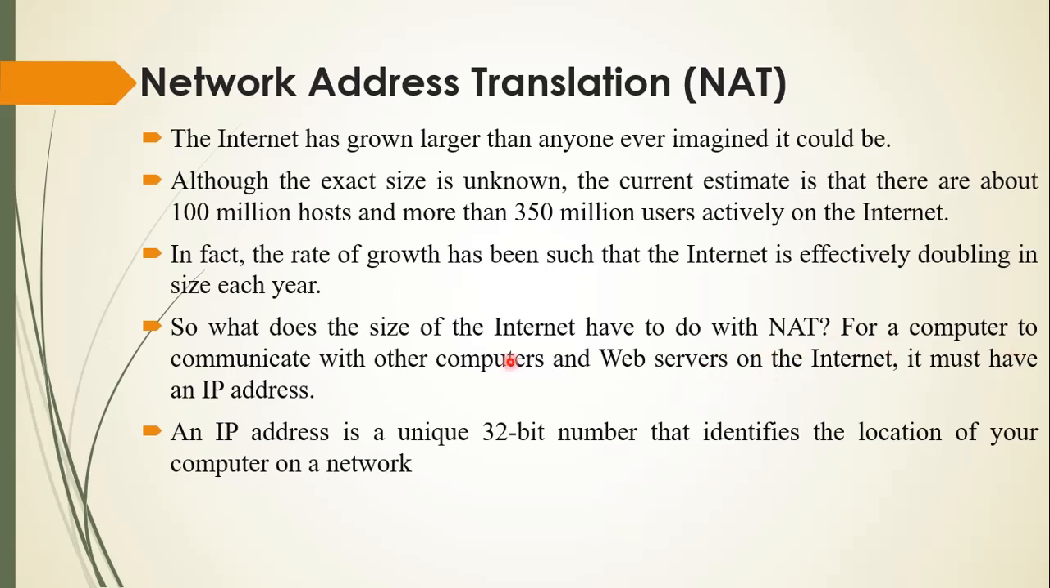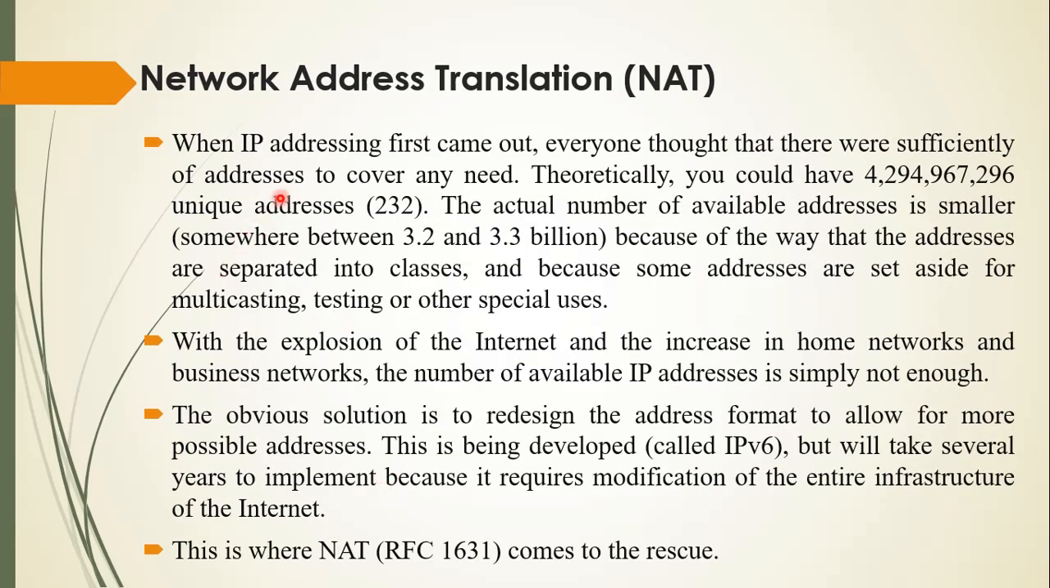For a computer to communicate with other computers and web servers on the internet, it must have an IP address. So without an IP address, they cannot communicate. An IP address is a unique 32-bit number that identifies the location of your computer on a network. So after getting the IP address, we can communicate. When IP addressing first came out, everyone thought there were sufficient addresses to cover any need. Theoretically you could have 4,294,967,296 unique addresses.